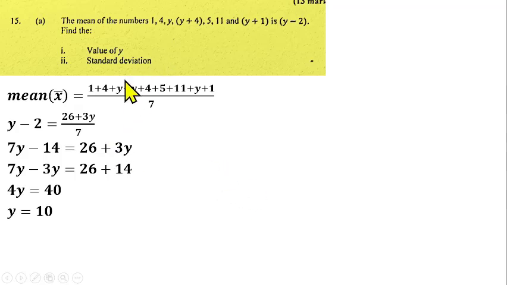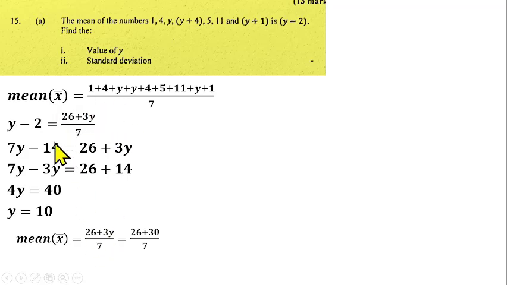So we have to find the standard deviation. Before we find the standard deviation, we need to first of all know the value of our mean. So we need to know our mean first. And how do we know our mean? We are told that our mean is equal to this.